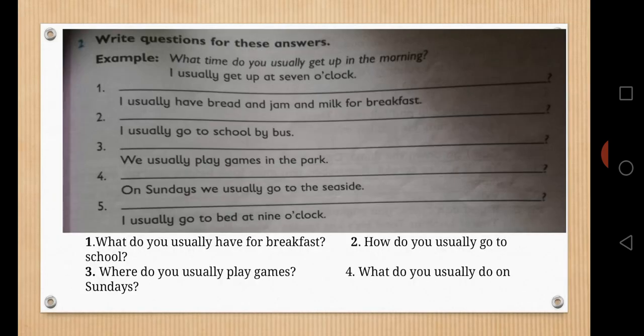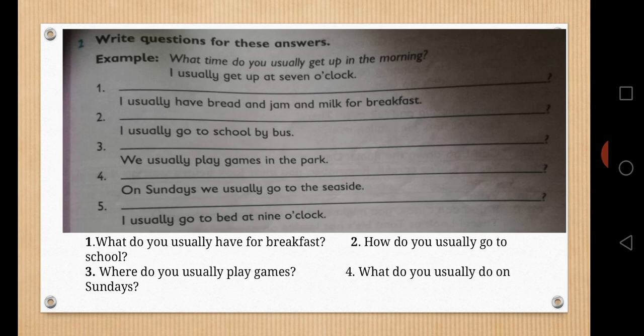The next question is write questions for these answers. Okay, students, first example is given here. You are given statements and you have to make the questions. Like the first one, I usually get up at 7 o'clock. This is the statement, and when you are going to make the question, it would be as, what time do you usually get up in the morning? That is the question. In this way, you will make the other questions.